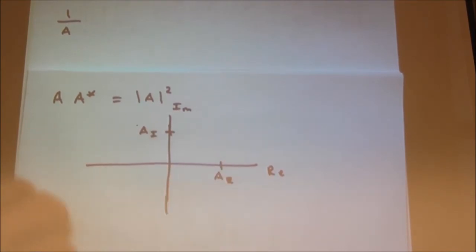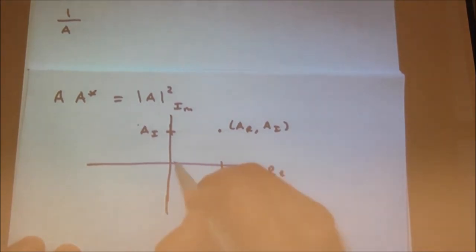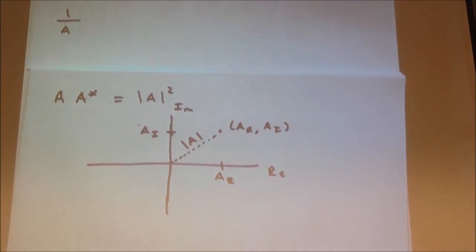And essentially what we're looking at is, if we plot A in the real and imaginary domain, and we have a real component of A and an imaginary component of A, there's our point, A real, A imaginary. This distance here is the magnitude of A. It's the length of the line. You haven't seen that before, and that's quadratic.